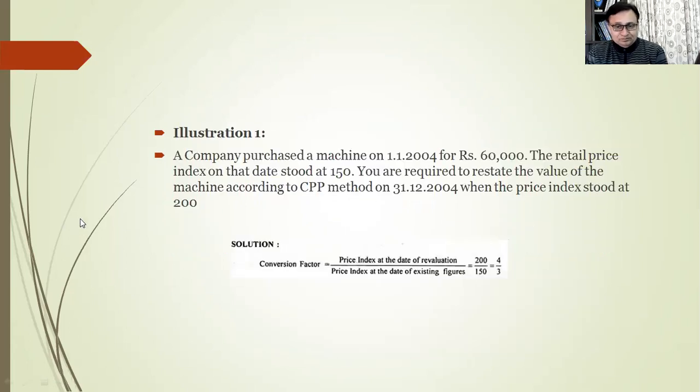For example, a company purchased a machine on 1st January 2004 for 60,000, and the retail price index on that date was 150. So this is a general price index at the time of purchase. Now you are required to restate the value of the machine according to the CPP method, that is current purchasing power method, on 31st December 2004 when the price index stood at 200. So the conversion factor will be the price index at the date of revaluation, that is 31/12/2004, that is 200, and at the time when it was purchased, 1/1/2004, that was 150. So 4 by 3 will be the conversion factor.